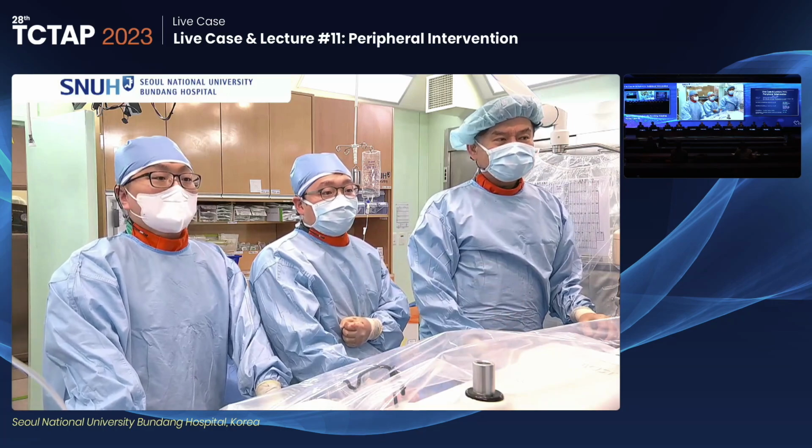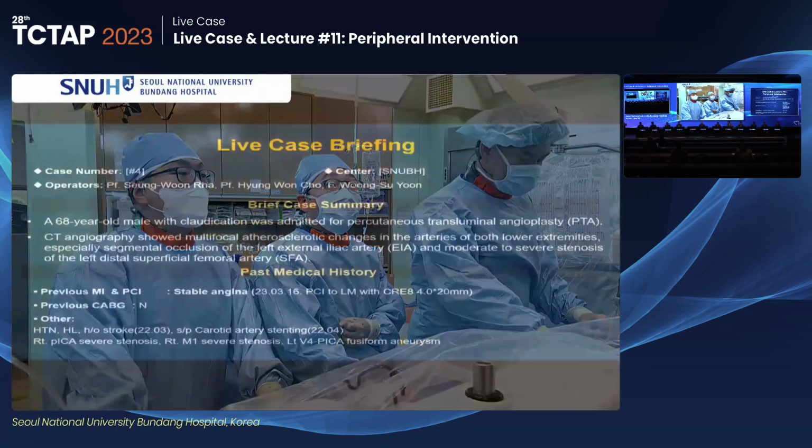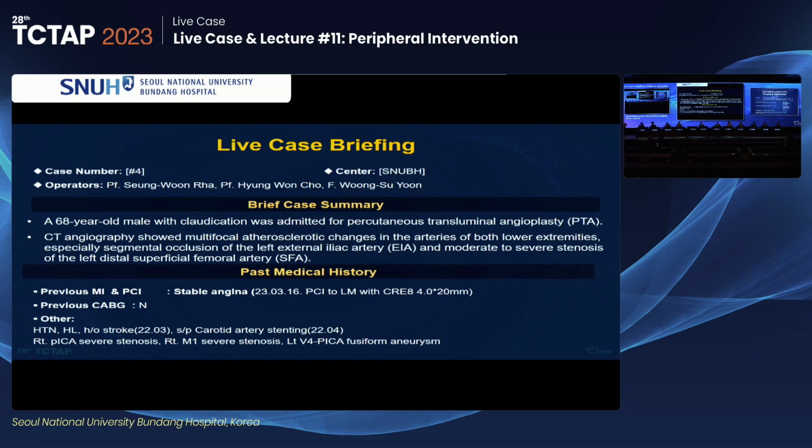I'll present the case. A 68-year-old man with claudication was admitted for PTA. CT angiography showed multifocal atherosclerotic changes in the arteries of both lower extremities, especially segmental occlusion of the left external iliac artery and moderate to severe stenosis of the left distal superficial femoral artery. He underwent PCI for stable angina in March 2023 and has the following medical histories.